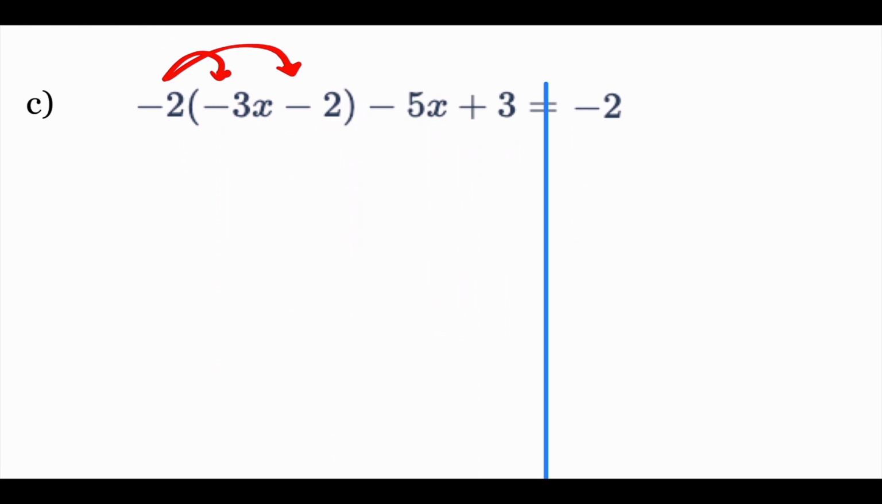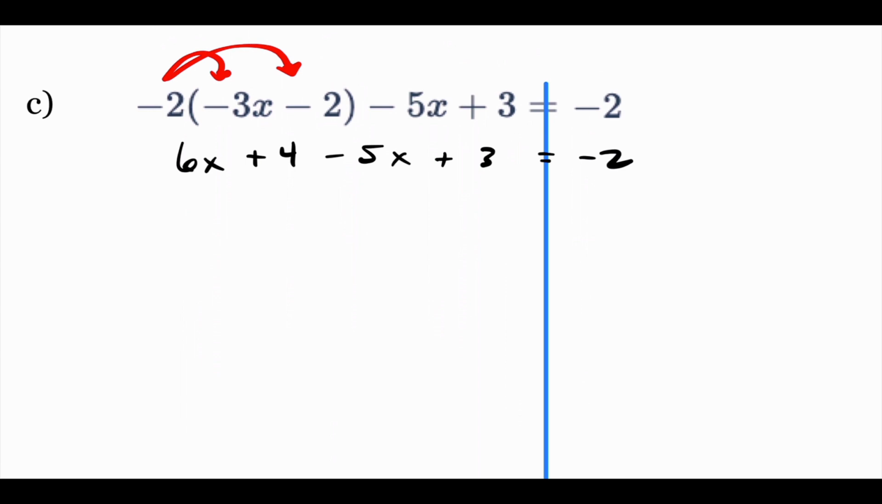We said before, when we distribute, that means multiplication. So I'm going to multiply the negative 2 in front times first negative 3. What is negative 2 times negative 3? Positive 6, right? Positive 6x. What is negative 2 times negative 2? Positive 4, so plus 4. Everything else stays the same. I haven't touched anything else. No more parentheses. I'm done with that step.